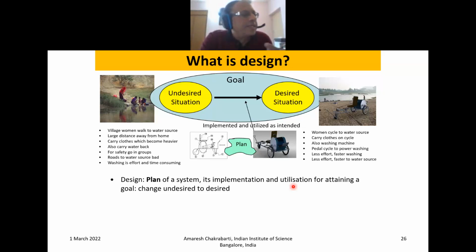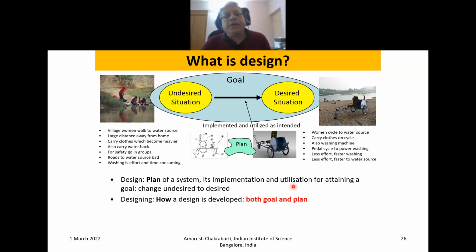So here is a unique situation where, as a student, you get to design the question paper and also solve it. That's where design is different from a traditional discipline, in that you not only solve somebody else's question paper, you also design your own question paper. So it's both finding the goals and meeting the goals and planning for that. And designing is how a design is developed. So both the goal and the plan are developed.